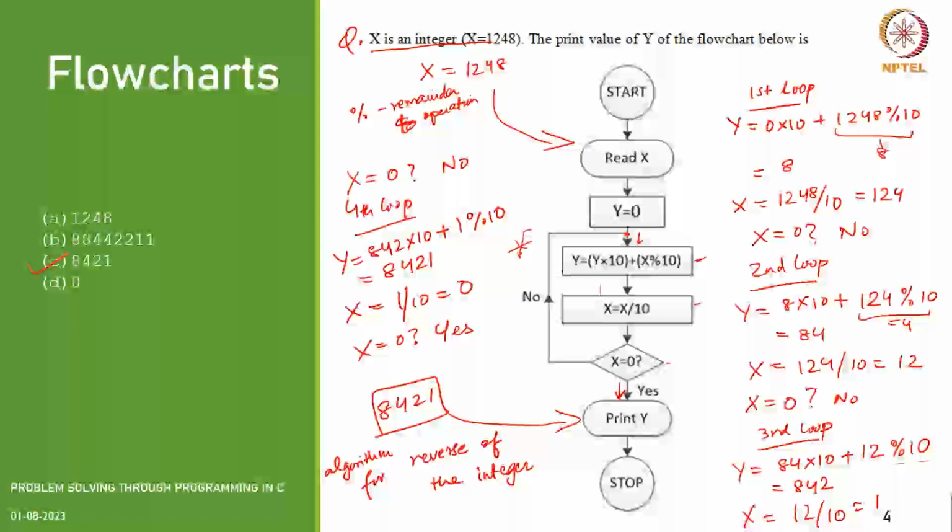So y is 842 multiplied by 10 plus x percentage 10, x is 1, 1 percentage 10, that means you are dividing with 10, 0 is the quotient, 1 is the remainder. So you have 8421, and then you divide x by 10, that will become 0.1. 0.1 is dropped because it's an integer. Now when you check x equals 0, it is equal to 0, so you go through the yes route now, and then you print y, and y at that point is 8421. So this entire program gives you the algorithm for reversing the integer.